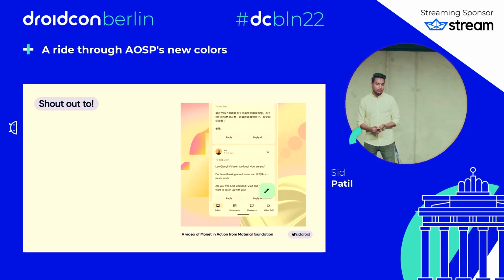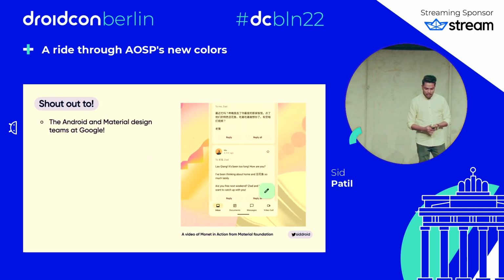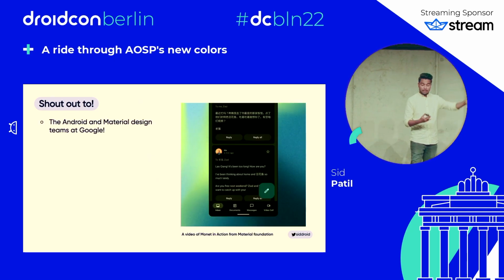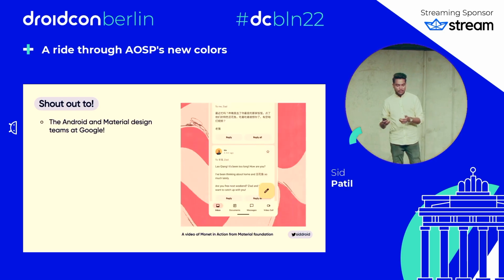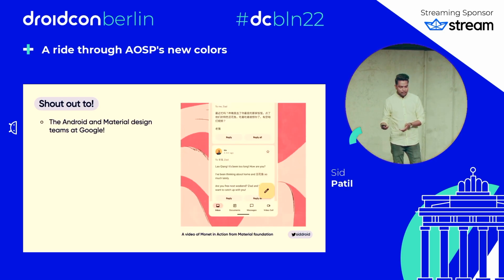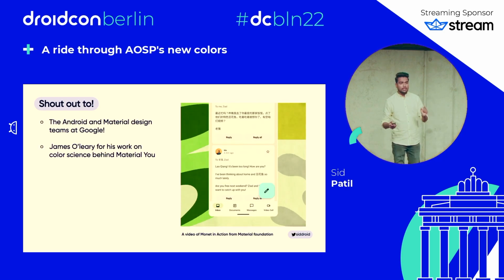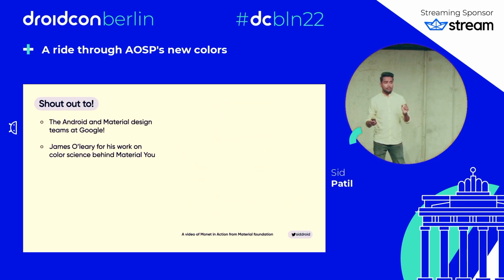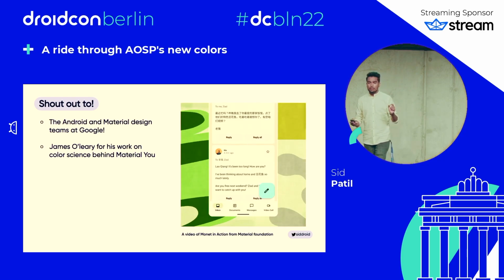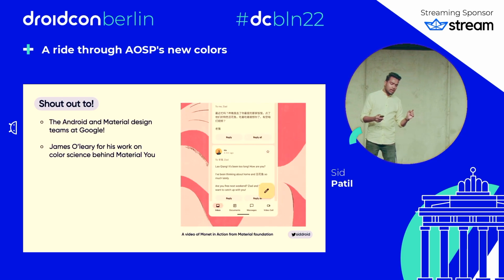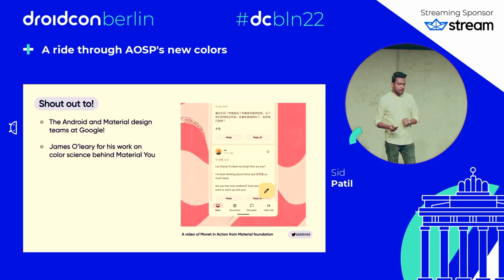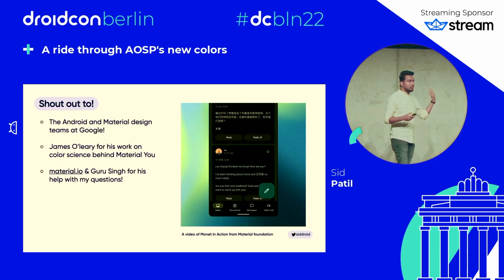So I want to give a couple of shout-outs here. A big shout-out to the Android team, the Material team here, who have built this system out. And James O'Leary, do check out some of his work. If you want to understand the precise color science that has gone into the HCT color system, definitely check out some of the work from James. And material.io for various sources.